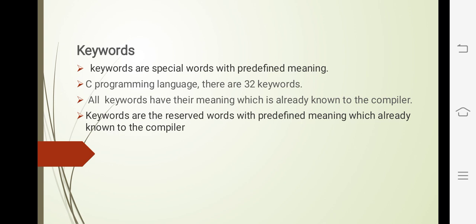Next is keyword. A keyword is a predefined meaning word. It is already known to the compiler. In the C programming language there are 32 keywords.